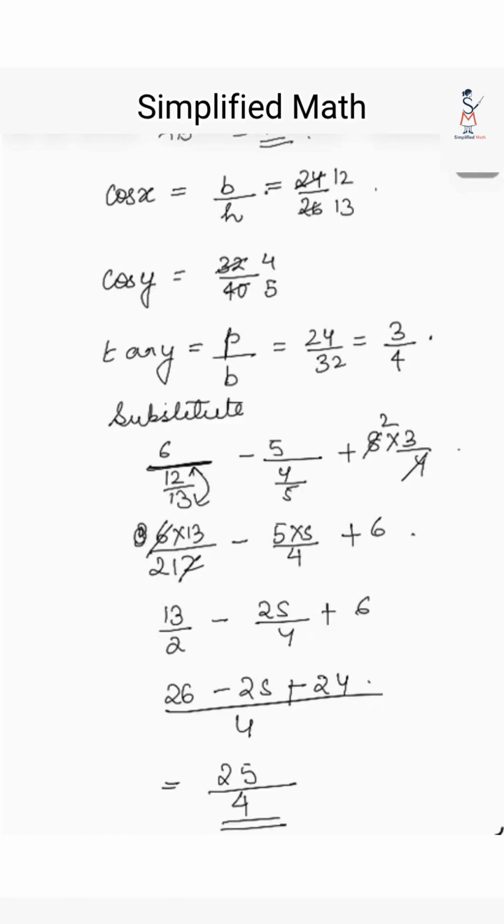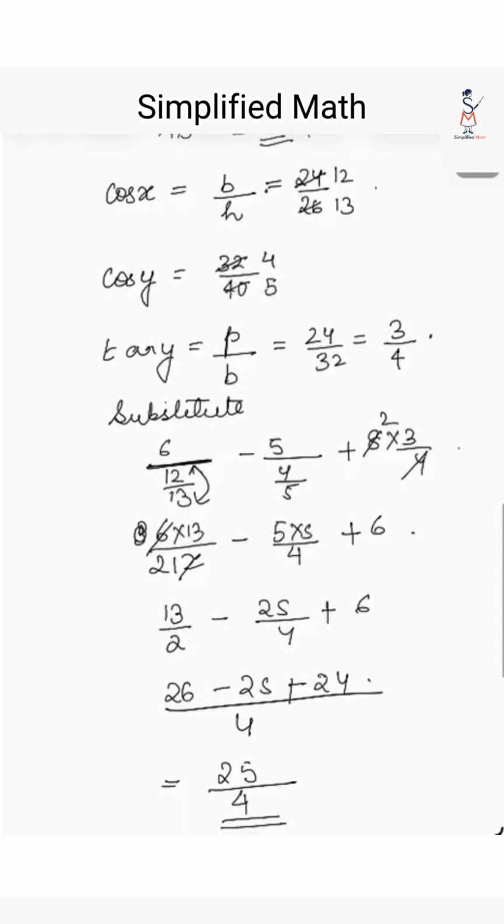So this is how you solve it: get the values of all the 3 sides of the triangle, that is perpendicular, base and hypotenuse, and put them in the trigonometrical ratios and get the value.